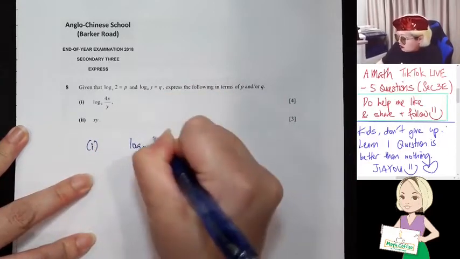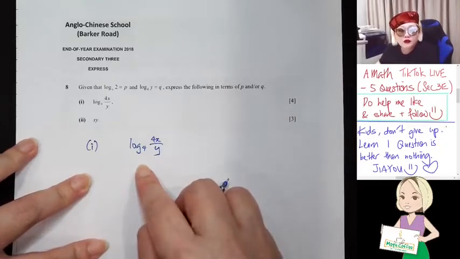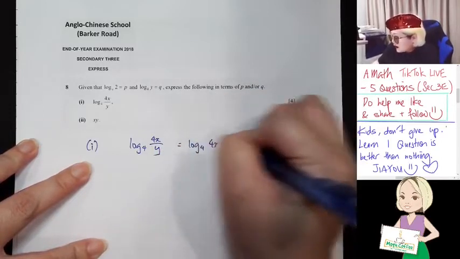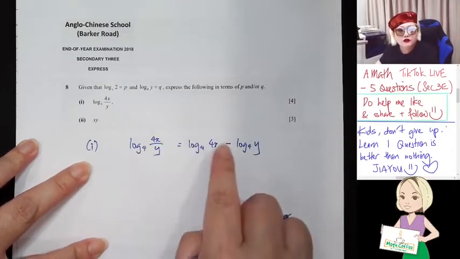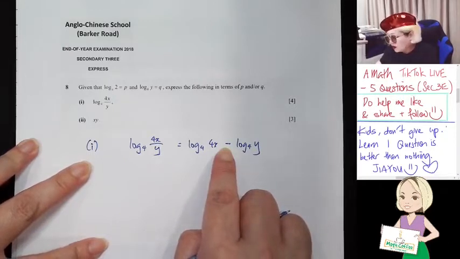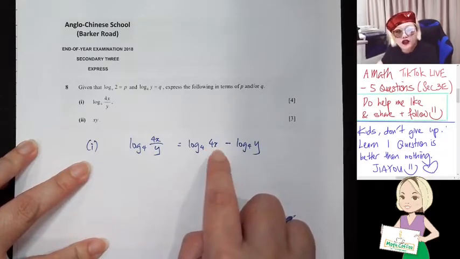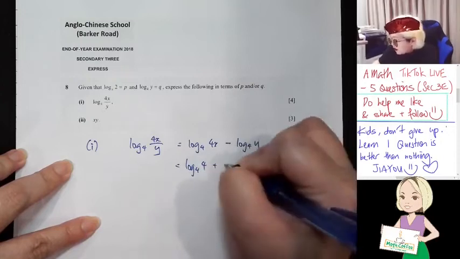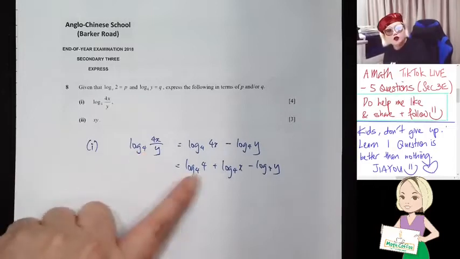Log base 4 of x over y. First of all, I'm going to break this up. Logarithm laws tell us that divide is minus. So this becomes log base 4 of x minus log base 4 of y. The divide becomes minus. This is a logarithm rule. Then I still want to break it up because 4x means 4 times x. In logarithm law, times can change to plus. So it becomes log base 4 of 4 plus log base 4 of x. So I have broken this into single logarithms.